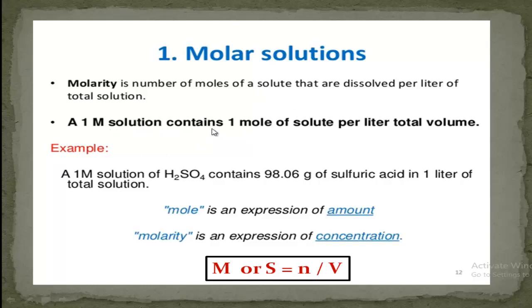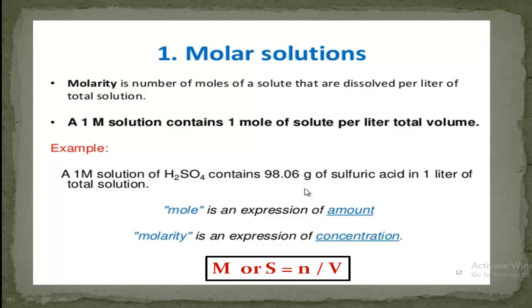A 1 molar solution contains 1 mole of solute per liter total volume. For example, a 1 molar solution of sulfuric acid contains 98.06 gram of sulfuric acid. Why? Because 1 mole sulfuric acid means 98.06 gram sulfuric acid. This is the molecular mass of sulfuric acid.